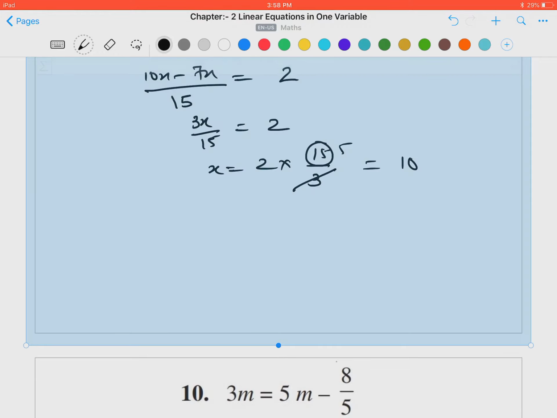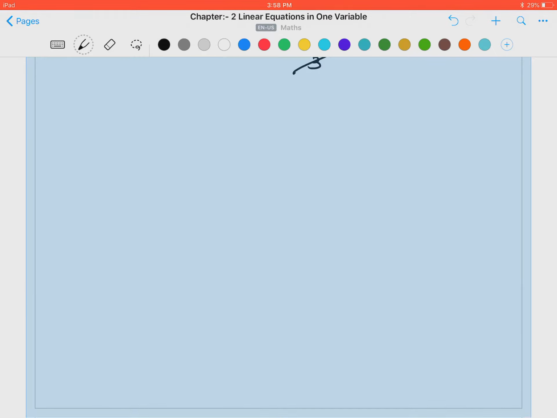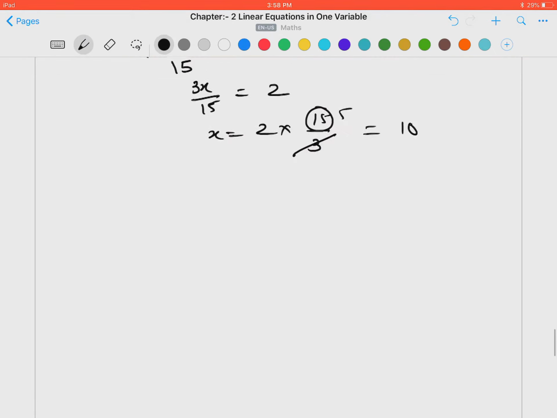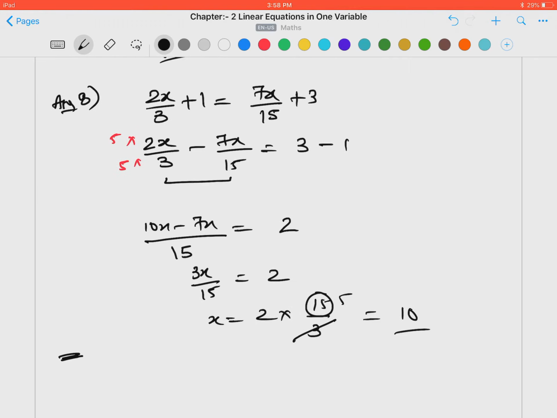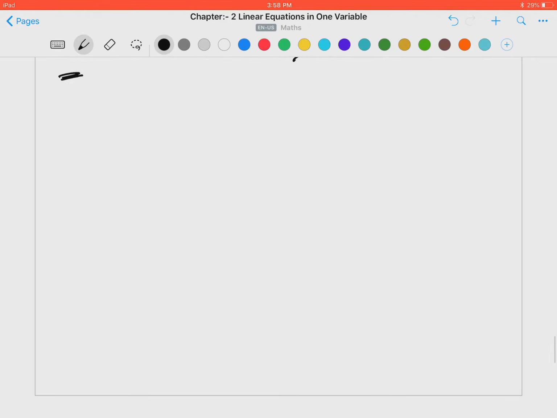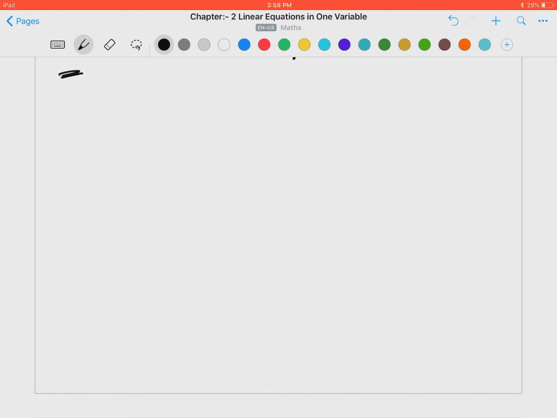Again, I'm leaving it here. Like I said, you have to check the answer by yourself, like we did in the first 3 parts. I'm not going to check the answer. What you have to do is put this value of x in both sides of the equation and check if the left hand side term is equal to the right hand side. If so, then your answer is correct. Otherwise, your answer is not correct.